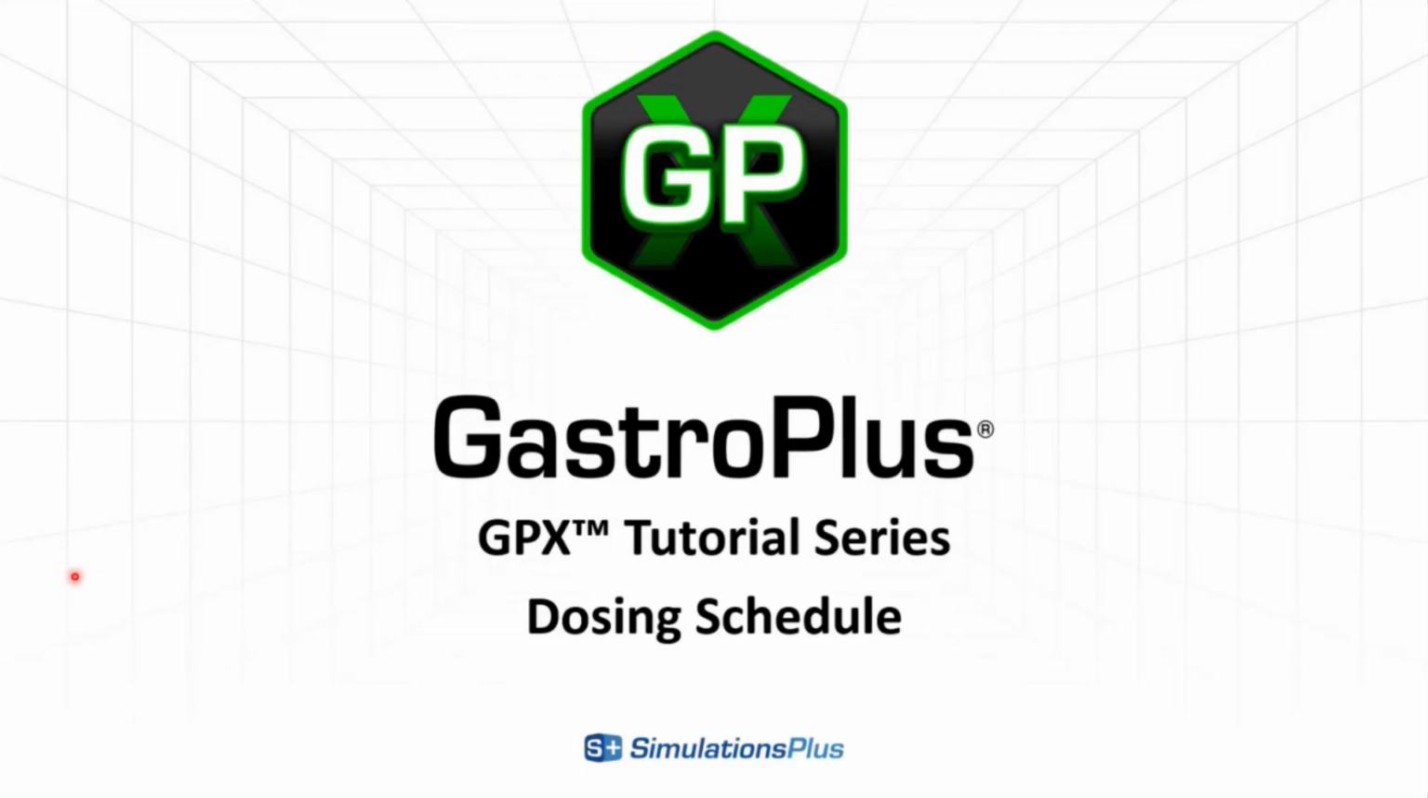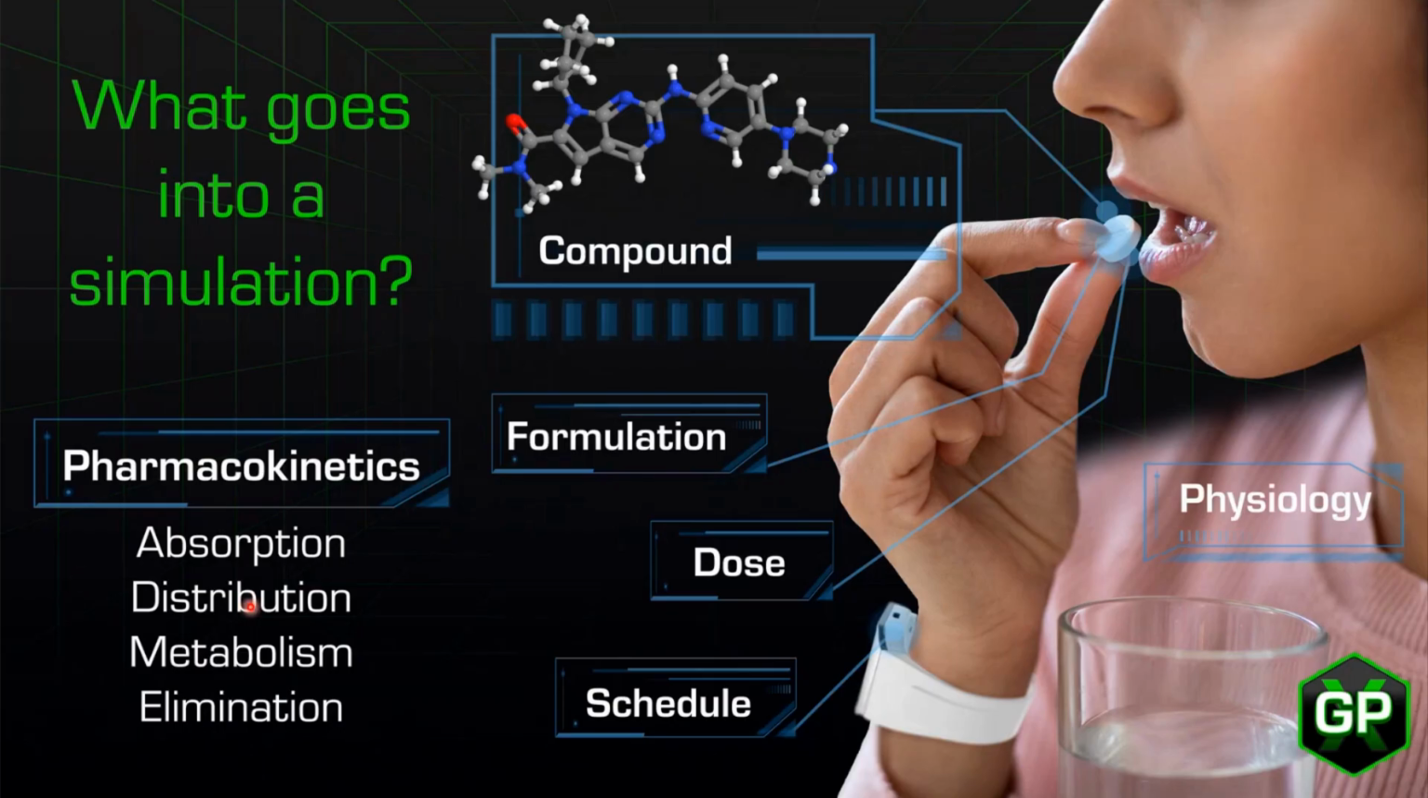In this video, I will show you how to set up a dosing schedule in GPX. This is a part of the GPX tutorial series. In the earlier videos, we have shown you that ACEs are the building blocks and the foundation of simulation. In this tutorial, we will explore the dosing schedule, which is an ACE in GPX, and it is a snapshot of the frequency at which a formulation is dosed to the physiology.